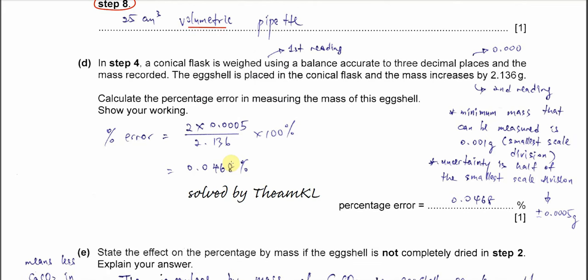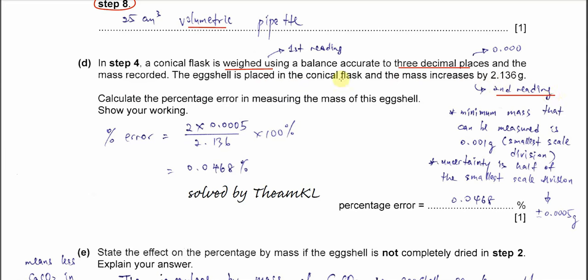Part D. In step 4, a conical flask is weighed using a balance accurate to 3 decimal places. So this is the first reading. The balance is 3 decimal places, which means 0.000. So this is the 3 decimal places balance. The mass is recorded. The eggshell is placed in the conical flask and the mass increased by 2.136 grams. So obviously this is a second reading.